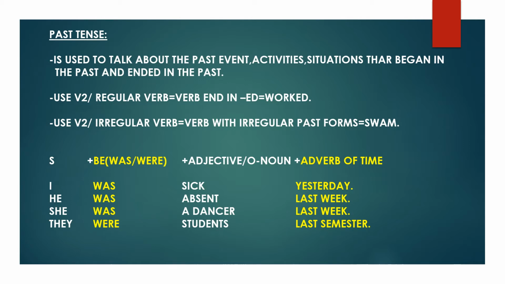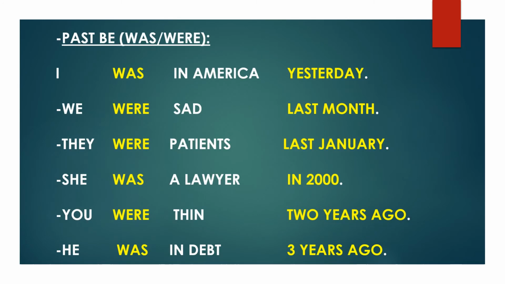They were students last semester. They is the subject, were is be, students is a noun, the object, and the adverb of time is last semester. The verb to be for past tense is was and were. I was in America yesterday. I was. We were. They were. She was. You were. He was.